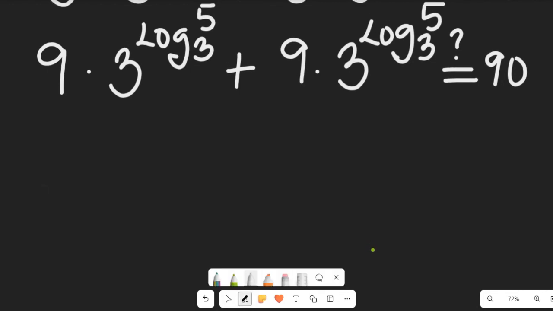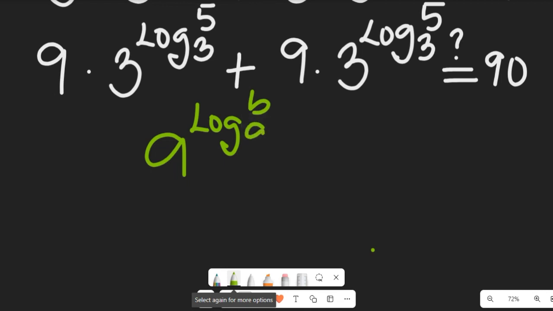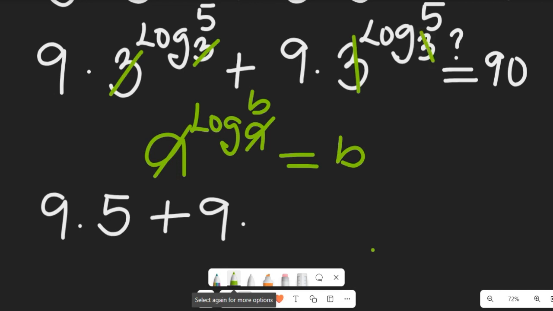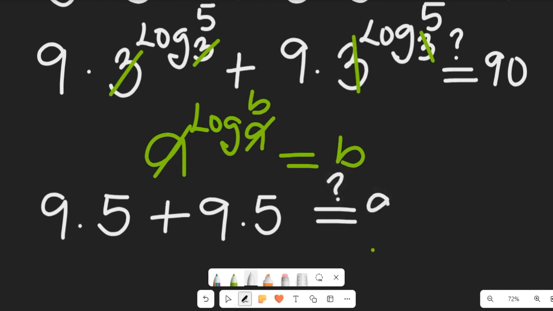Now recall one law of indices once more: if I have a to the power of the log of b base a, so long as this has the same base, this base will clear this base and the solution will be b. Now if I apply it here, we're going to have 9 multiplied by, this common base will clear, so that is multiplied by 5, plus 9 multiplied by, this common base is going to clear, and then we'll be left with 5. Now will this be equal to 90?